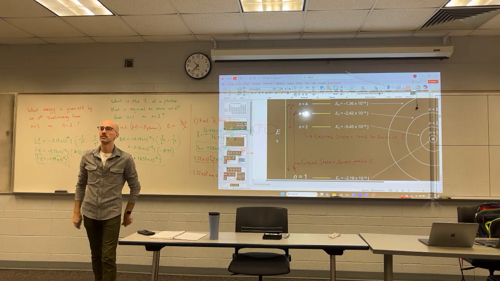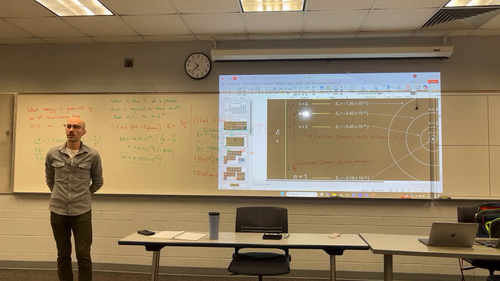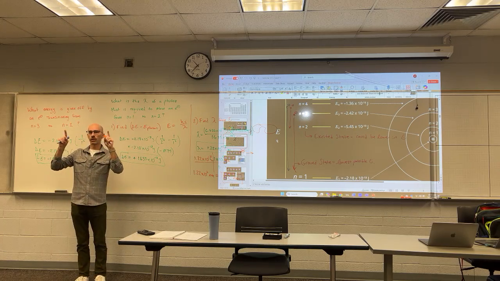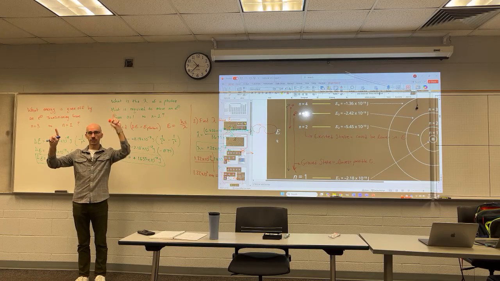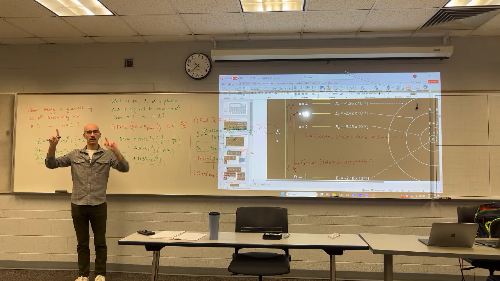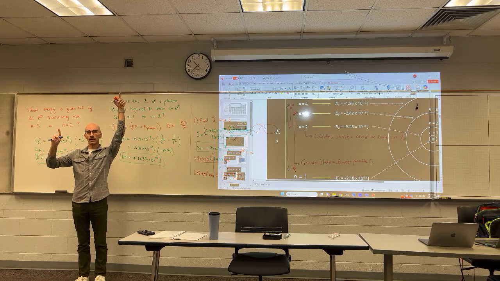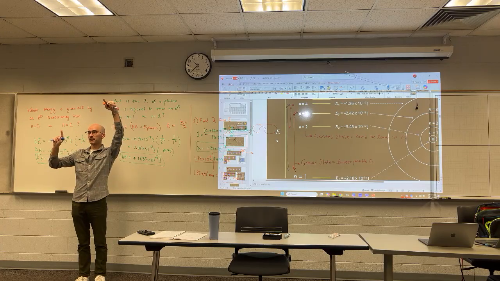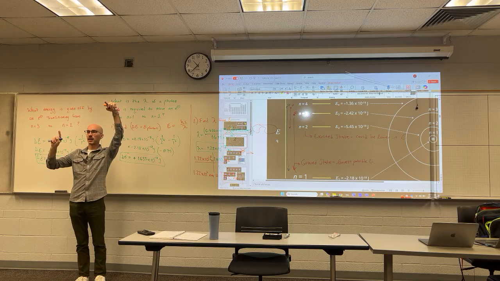4 to 2 emits the shortest wavelength? Let's correlate wavelength with energy. Short wavelength, high energy or low energy? High energy. Gamma rays, X-rays, UV rays, very short wavelength. Is 4 to 2 a big energy gap? It's the smallest out of these options.